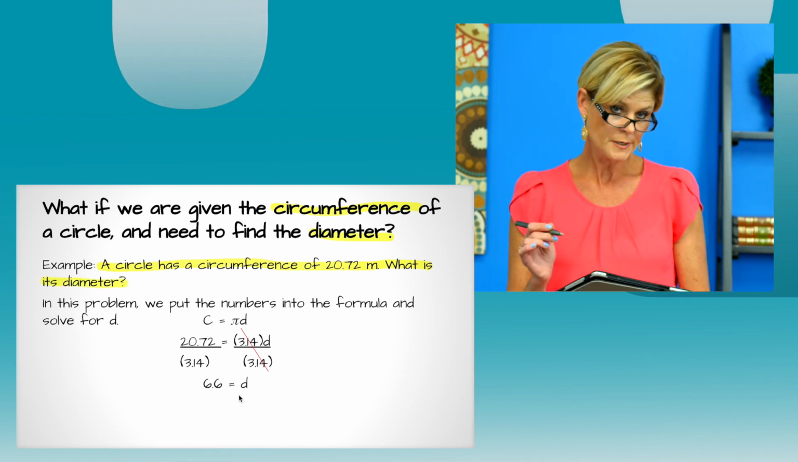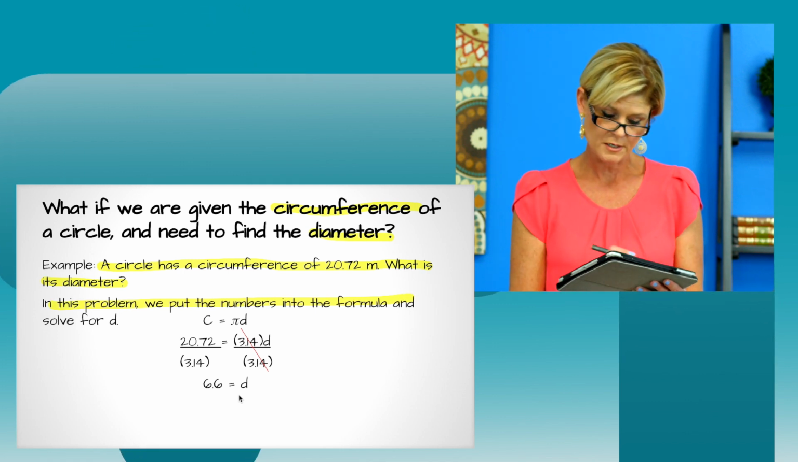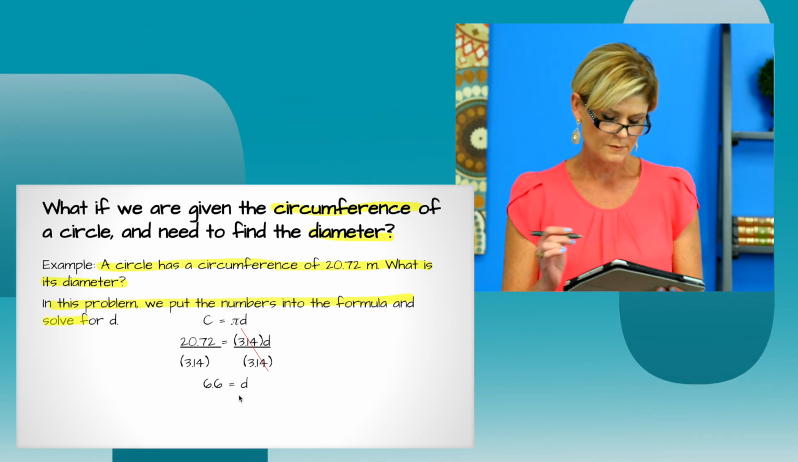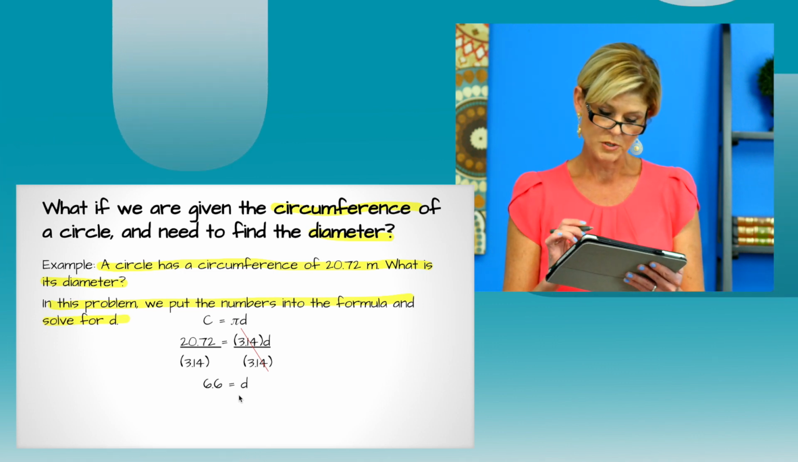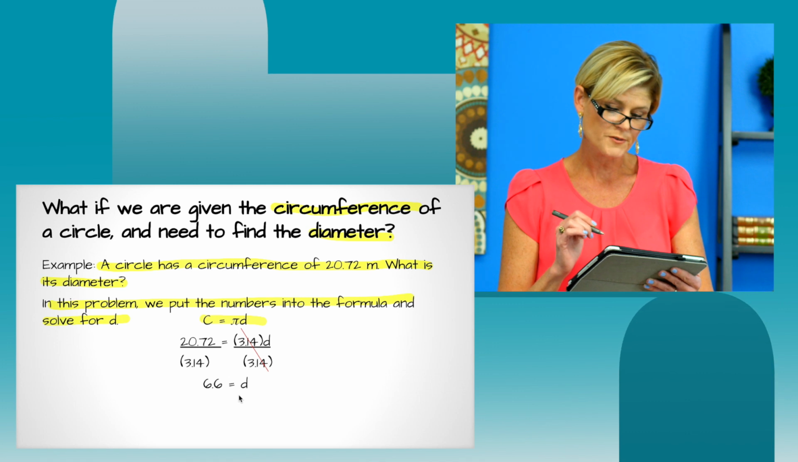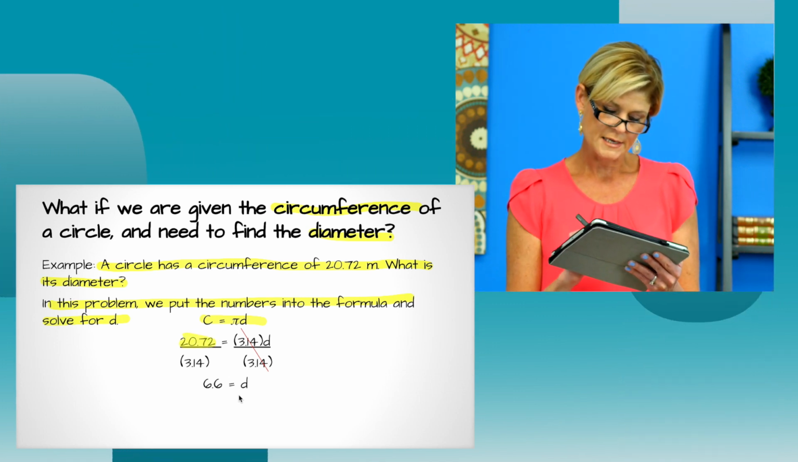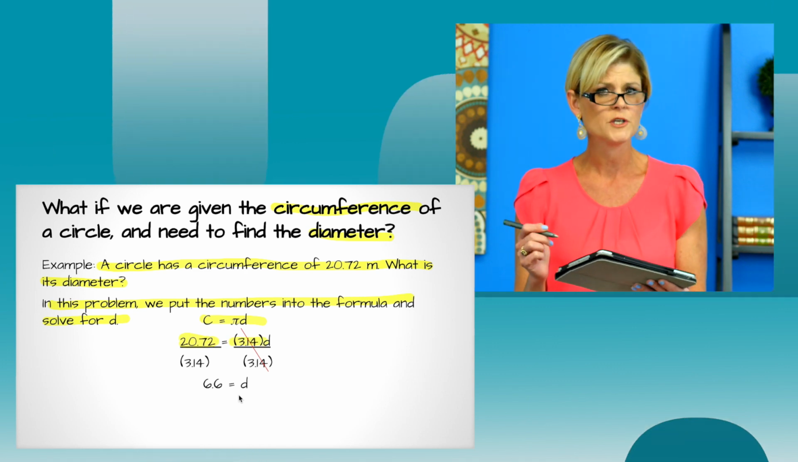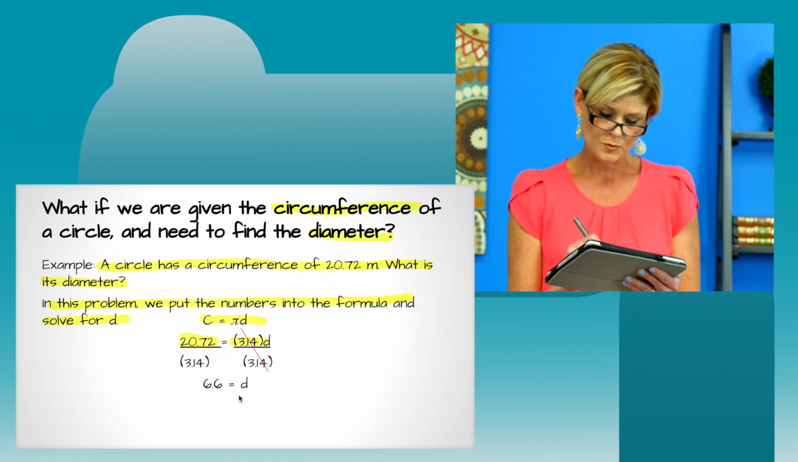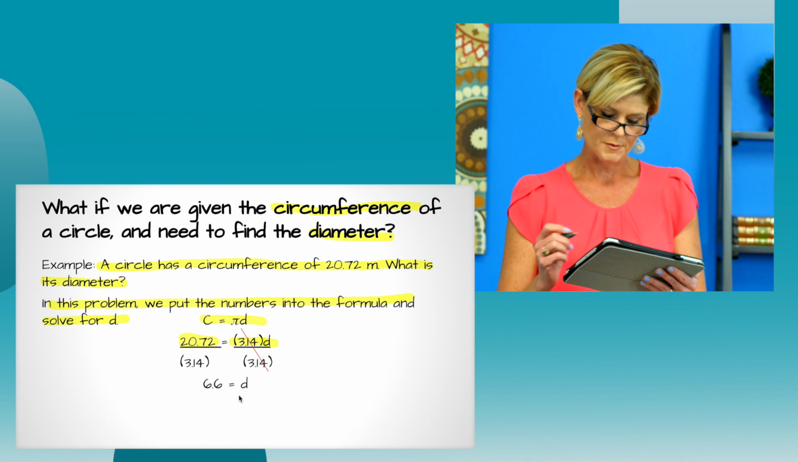What's its diameter? So in this problem, we put the numbers into the formula that we talked about in our last lesson, and then we just solve for d. C equals pi d. Now we're just going to plug in the numbers that we know. We know that the circumference is 20.72, so we'll put that there. And that equals pi d. We know that pi is 3.14, so we have all the information we know except for d, the diameter, and we'll just make that our variable and try to solve for that unknown variable d, or the diameter.